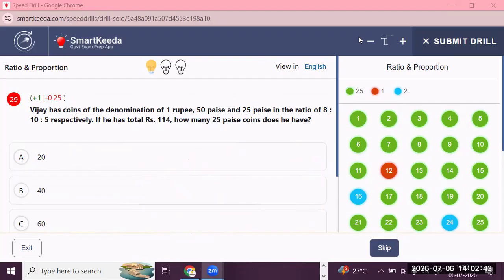Vijay has coins of denomination of 1 rupee, 50 paise, 45 or 55 paise.